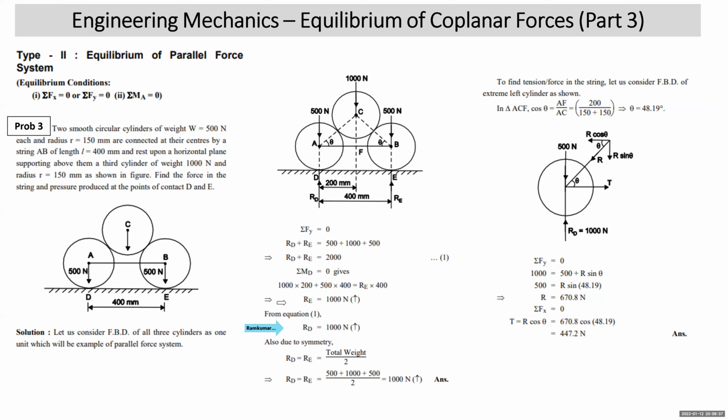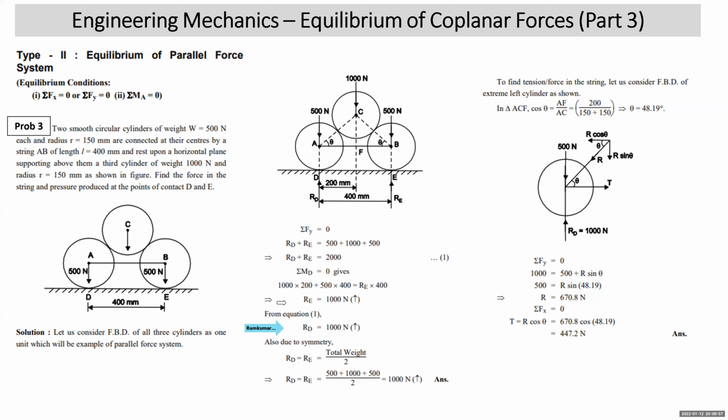So this way, students, from this free body diagram, you got RD and RE. But my question is, can we get the common reaction from this FBD? No. Can you get the tension in the string from this FBD? No. So tension in the string and common reaction between the two circular cylinders cannot be arrived at from this free body diagram.